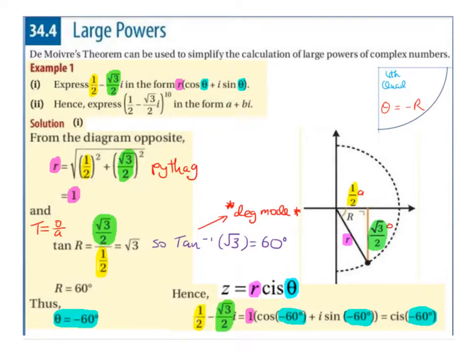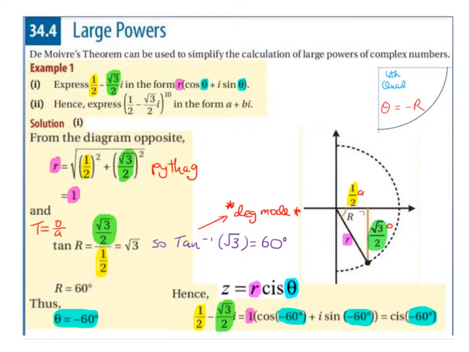So what we're going to do is draw out our Argand diagram. Here's our real axis, here's our imaginary axis. And we're going to plot the point 1/2 minus root 3 over 2 i. So we go to 1/2 on the positive part of our real axis, which is about here, and we go to minus root 3 over 2 on our imaginary axis, which is about here. And we plot our complex number.